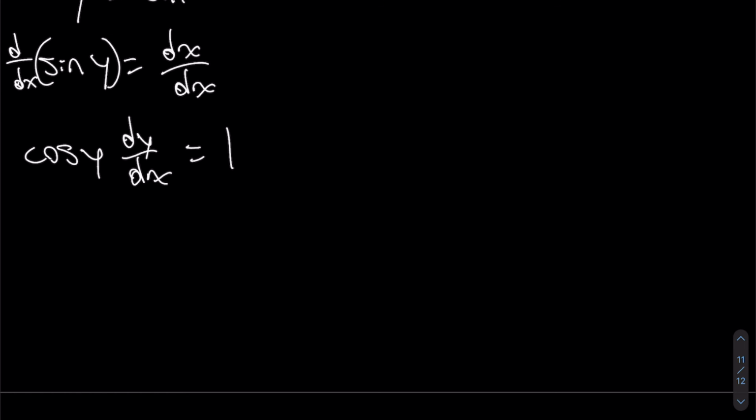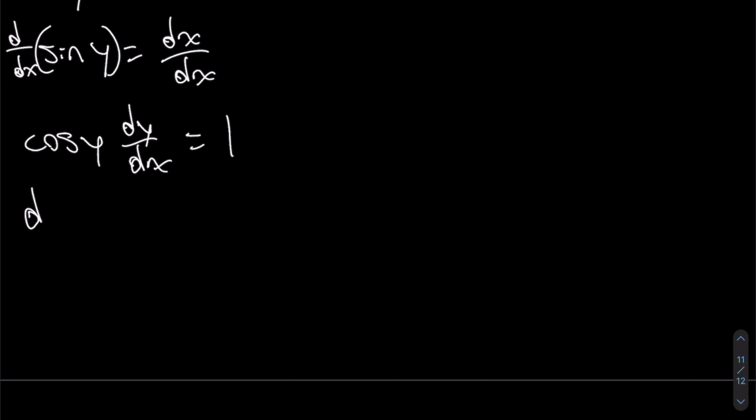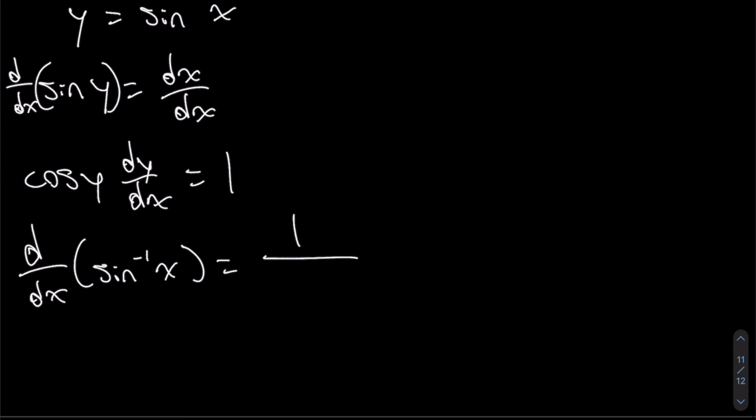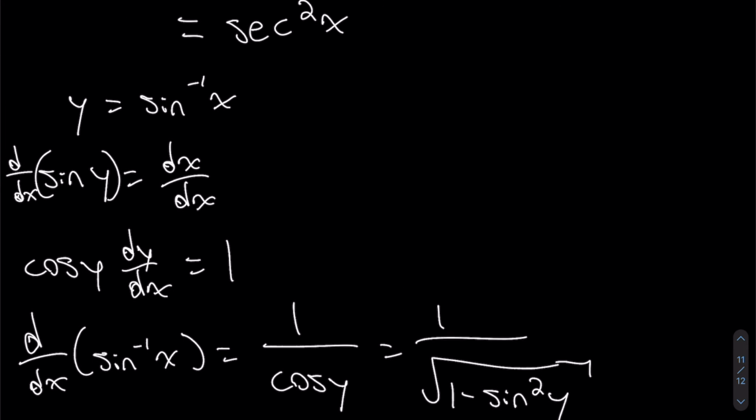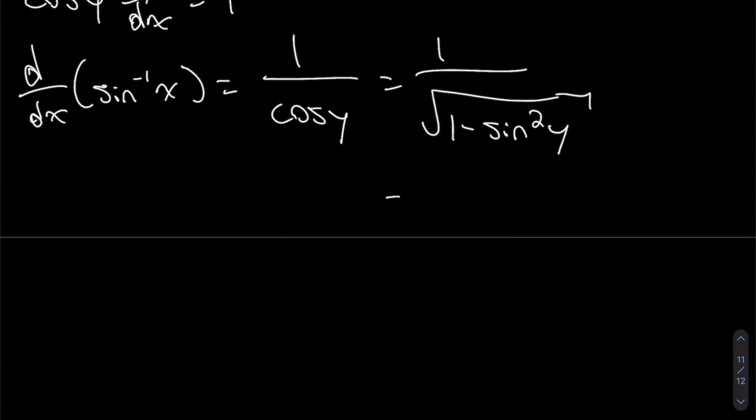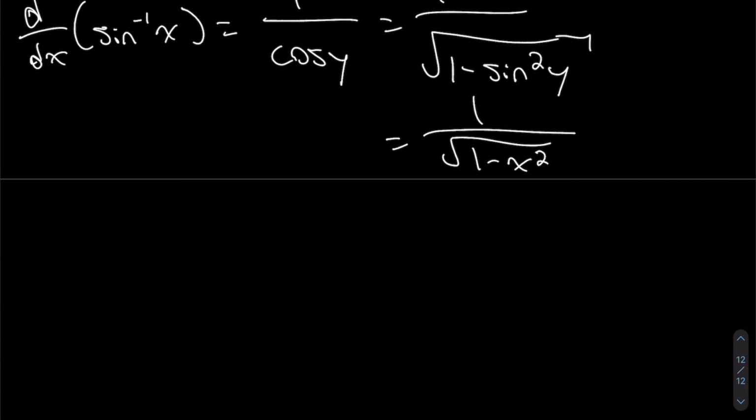So dy by dx, which is what we want to know, since y is sine negative 1 of x, equals 1 divided by cos of y. And cos of y is the same as the square root of 1 minus sine squared of y. That's the Pythagorean identity. And remember that sine of y equals x. So this is 1 over the square root of 1 minus x squared. Okay, pretty simple.